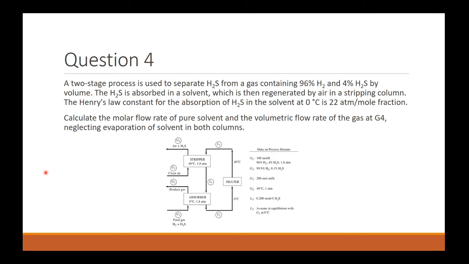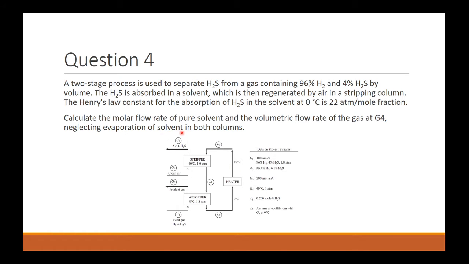For question 4, a two-stage process is used to separate H2S from a gas containing 96% H2 and 4% H2S by volume. The H2S is absorbed in a solvent, which is then regenerated by air in a stripping column. The Henry's law constant for the absorption of H2S in the solvent at 0 degrees Celsius is 22 atm per mole fraction. Calculate the molar flow rate of pure solvent and the volumetric flow rate of the gas at G4.